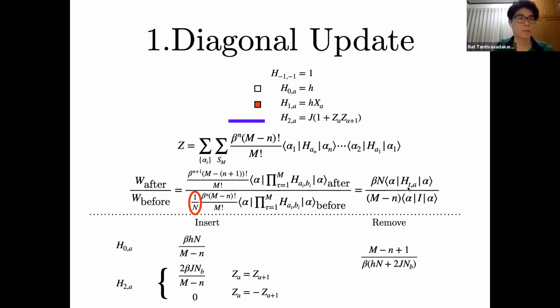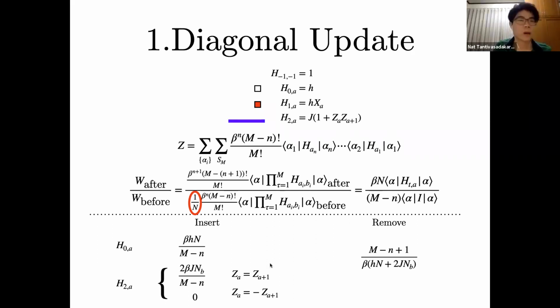So if you want to insert H identity, then the probability would just be this, because the expectation value of this operator is just H. And suppose you want to insert the Ising term, 1 plus ZZ, then the probability depends on whether the spins of your configuration are aligned or anti-aligned, because the eigenvalue of this is either 0 or 2, depending on that. So then the probability of inserting will just be 2j times that factor, or 0, depending on whether your spins are aligned or not.